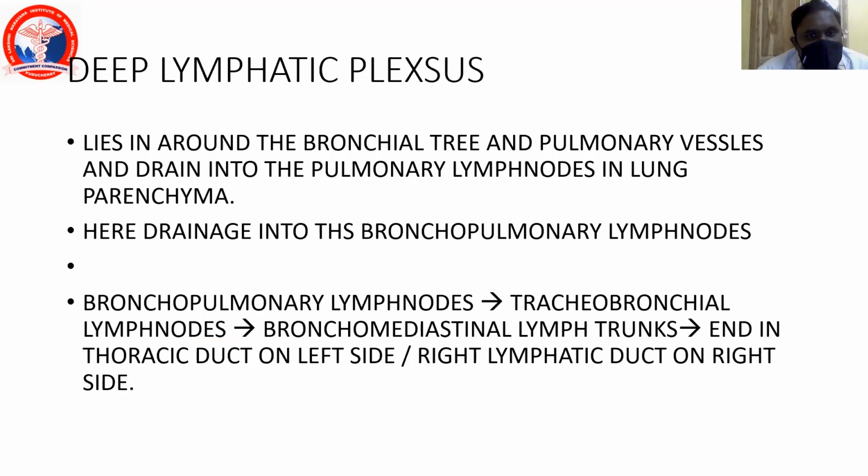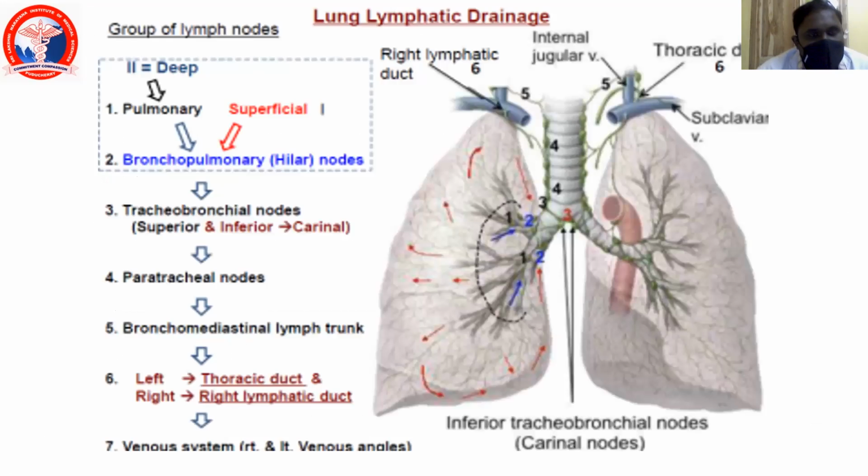Okay, the deep lymphatic plexus. It lies around the bronchial tree and pulmonary vessels and drains into the pulmonary lymph nodes in the lung parenchyma. Then drainage into the bronchopulmonary lymph nodes, then tracheobronchial lymph nodes, then bronchomediastinal lymph nodes, which end in the thoracic duct on the left side and the right lymphatic duct on the right side. These are the groups of lymph nodes.